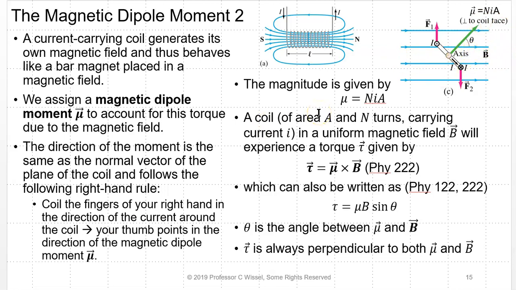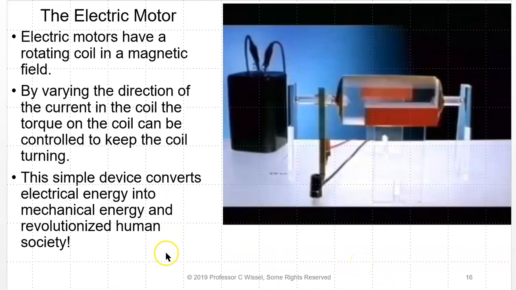Now the magnitude is given by mu equals N times I times A. And of course, A is the area of the coil, I is the current running through it, and N is the number of turns. So a coil of area A and N turns carrying current I in a uniform magnetic field B will experience a torque tau given by tau equals mu cross B if you are Physics 222 or calculus based, which can also be written as, for the non-calculus based Physics 122 students, tau equals mu B sine theta. Theta, of course, is the angle between mu and B, and tau is always perpendicular to both mu and B.